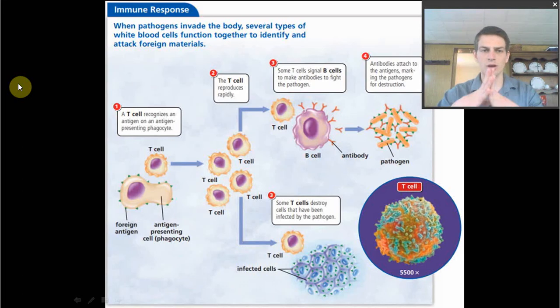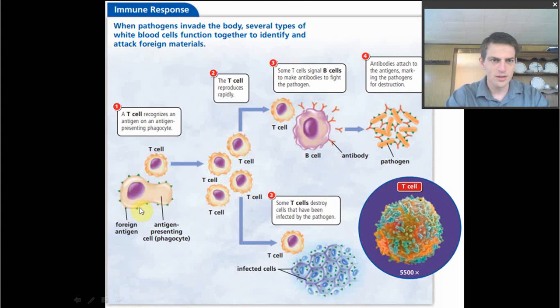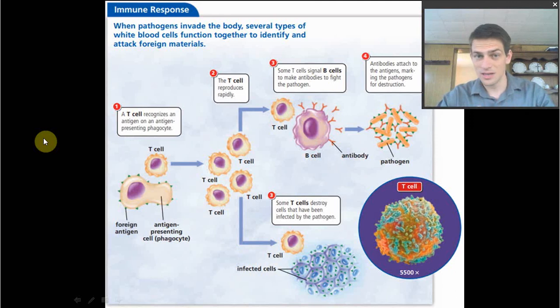So this is a diagram from your book, and it's mostly the same, except I think they changed this part right here. It's just a diagram showing how the immune response works. You have a T cell that recognizes an antigen. It makes a bunch of itself. Some of those T cells go and destroy infected cells. Other of those T cells will go and signal B cells, which make antibodies, and those antibodies will go and destroy pathogens. So that is how your body will more specifically fight germs.